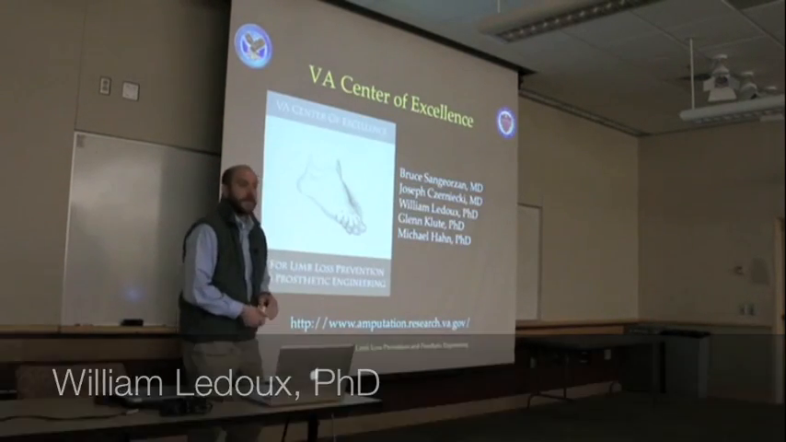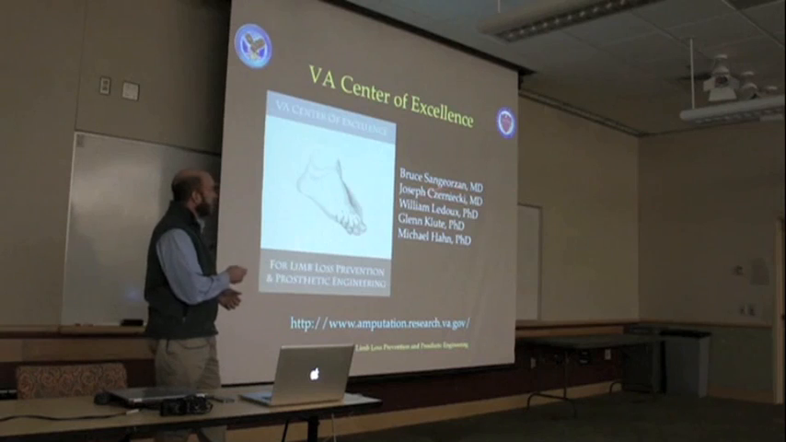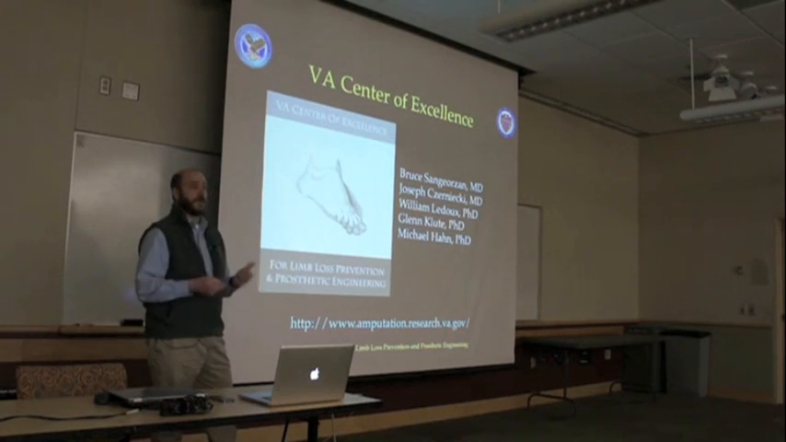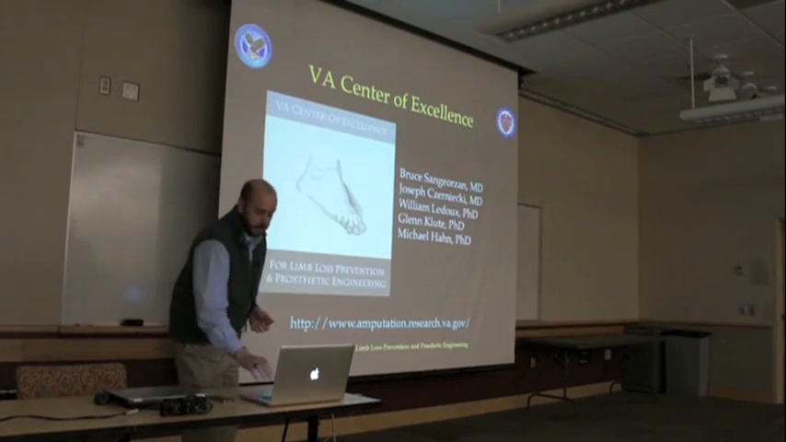I work over at the VA Center of Excellence in Limb Loss Prevention at the VA hospital. There's a group of us, 5 independent PIs working together. Here's our website. Our name is what we do. We're the Center for Limb Loss Prevention and Prosthetic Engineering. Half of us work on the prosthetic engineering side, and half of us work on the limb loss prevention side, and that's where I am.